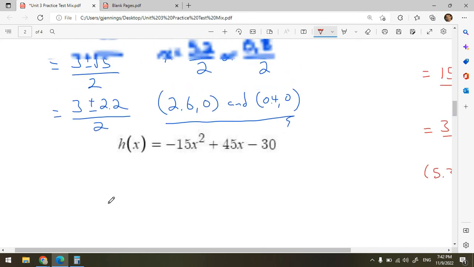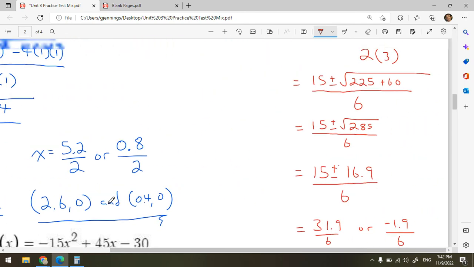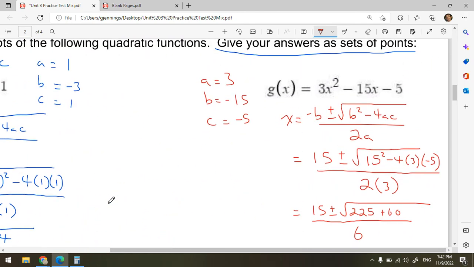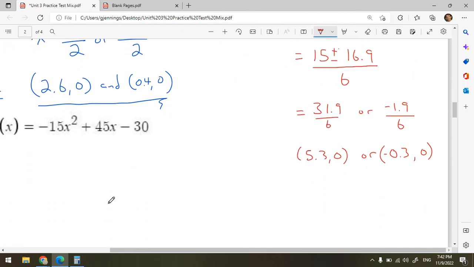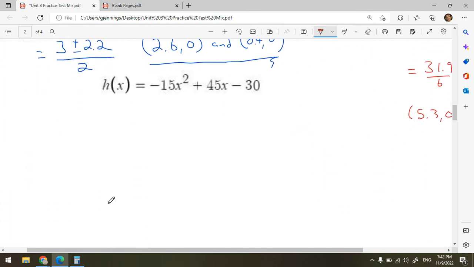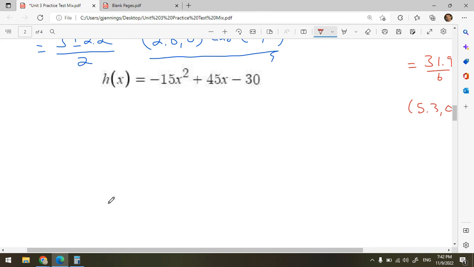The hard way is to do exactly what I've been doing up here by just pumping these numbers into the quadratic formula and avoiding errors. The easy way is to actually factor here. If you can recognize that 15 is a common factor, you can say, well, I'm looking for where this crosses the axis. So where does y equal 0? That's equal to negative 15 x squared plus 45 x minus 30.